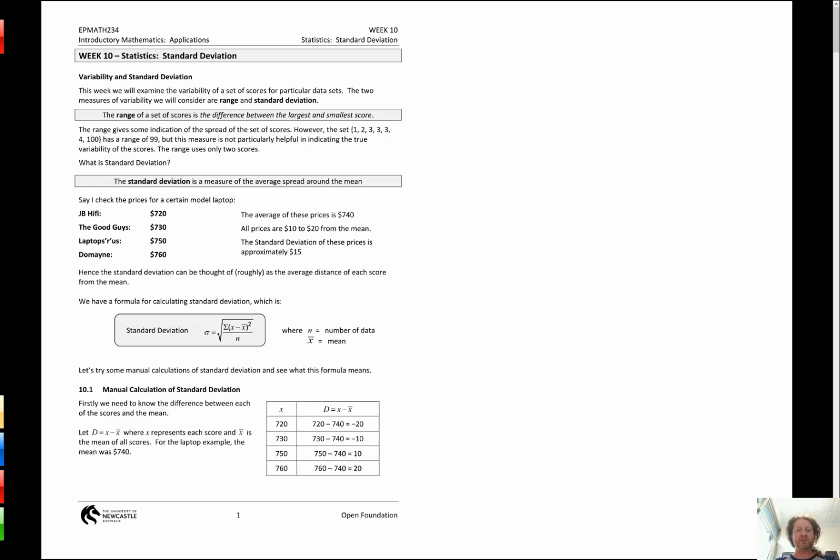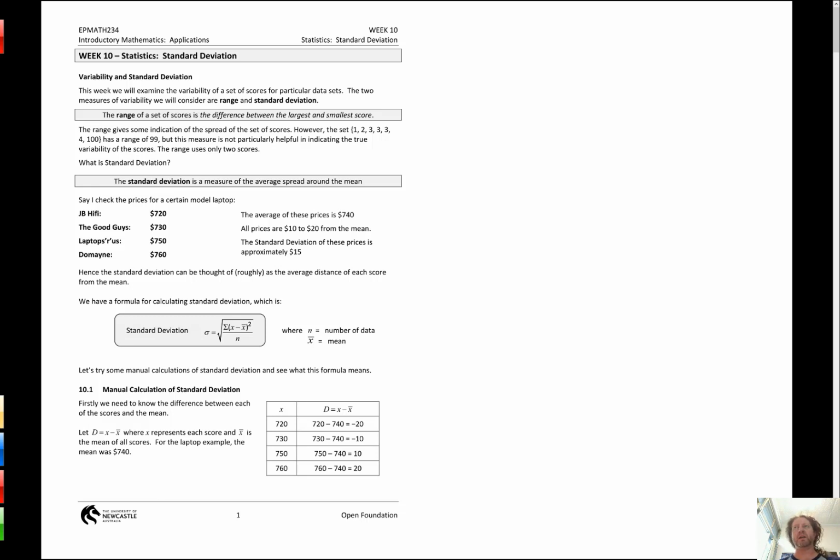So as you see, there are two measures we're going to talk about. One is range, one is standard deviation. Now range is the most simplistic measure we can give of the spread of the data. It's just the difference between the largest and the smallest score. So look at this data set here: 1, 2, 3, 3, 3, 4, 100. Its range is 100 minus 1, which is 99.